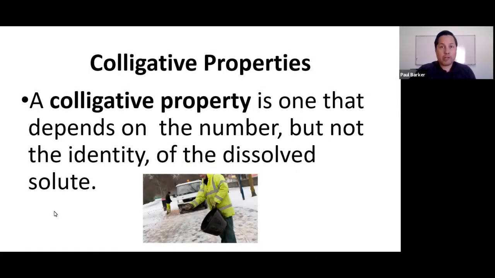We're going to start our lesson by discussing colligative properties. What exactly are those? A colligative property is one that depends on the number, not the identity, of the dissolved solute. So keep that in mind: it's the quantity, how much solute is there, that really affects the way it behaves. A great example of colligative properties is when you see salt being spread on roads when it's snowing. What that will do is lower the freezing point, and as it lowers it, it allows the snow to melt. That's why salt is added to the roads in places where it snows.